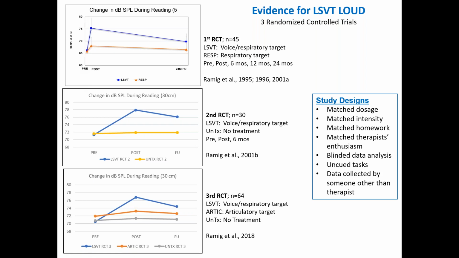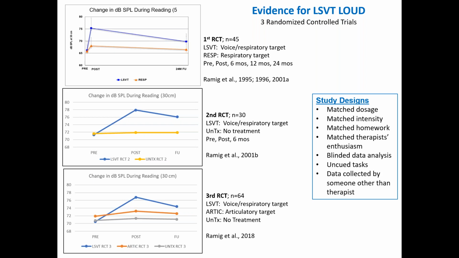So LSVT Loud is the only speech treatment for Parkinson's with level 1 evidence, which is the highest level of evidence. And these 3 foundational randomized controlled trials on LSVT Loud were conducted. 2 compared LSVT Loud with the focus on loudness to treatment targets of respiration and articulation. And in both of these, that training of vocal loudness with LSVT Loud was found to be the most effective target for improving vocal loudness with the longest lasting effect.